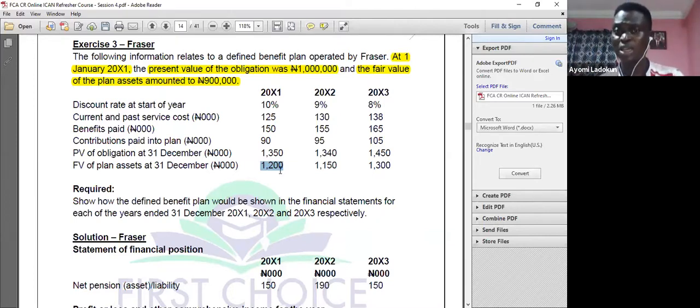So you do the same thing for 20x3. This is the figure you're going to take for 20x3 at the beginning. Can you see that? That's it.